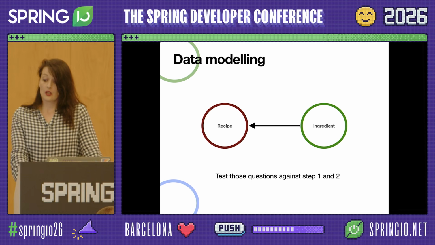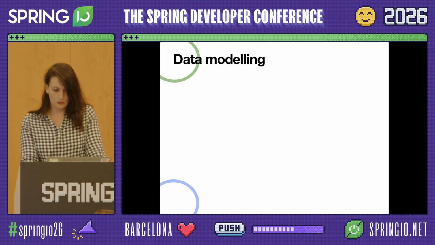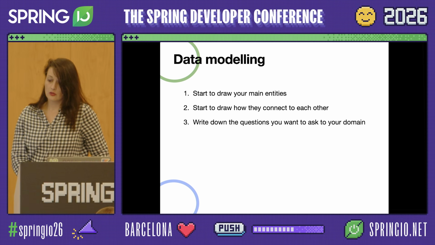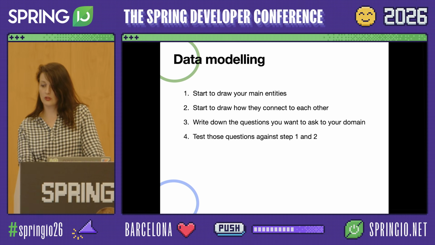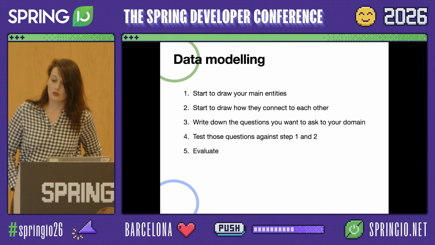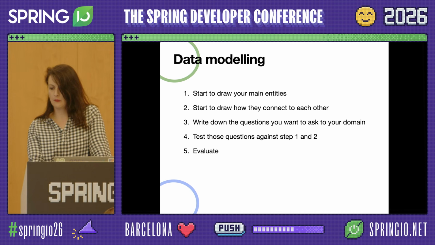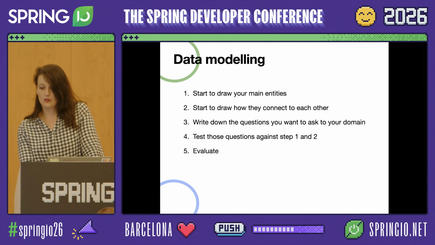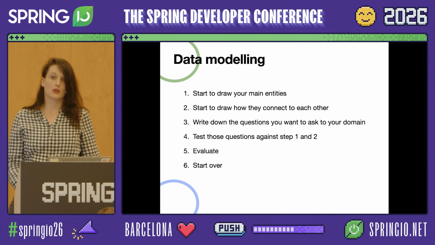Then test those questions against the entities and relationships you have drawn in steps one and two. That is your plan of attack when you start modeling. You draw your main entities, you draw how they connect to each other, you write down the questions you want to ask your domain, and you test those questions to see if you can answer them. You evaluate how that went, because if it's hard to write out the graph that represents the response, it's probably hard to write the query as well. Then you start over again until you have no awkward solutions anymore.